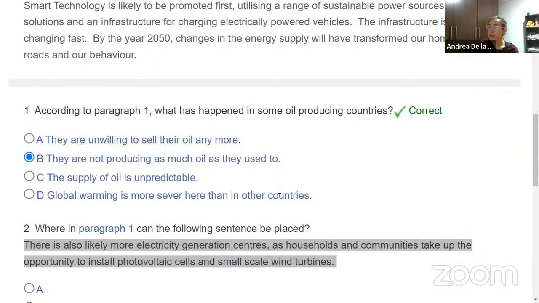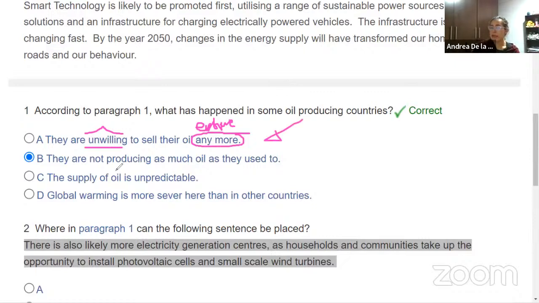The other ones are not related. They are unwilling. Unwilling means they don't want to sell their oil anymore. This is too extreme. I don't know if we talked about this, but one of the most common traps is to have extreme options. So they don't want to sell any oil anymore. So not any, they won't even sell a little bit of oil, which is not true, right?